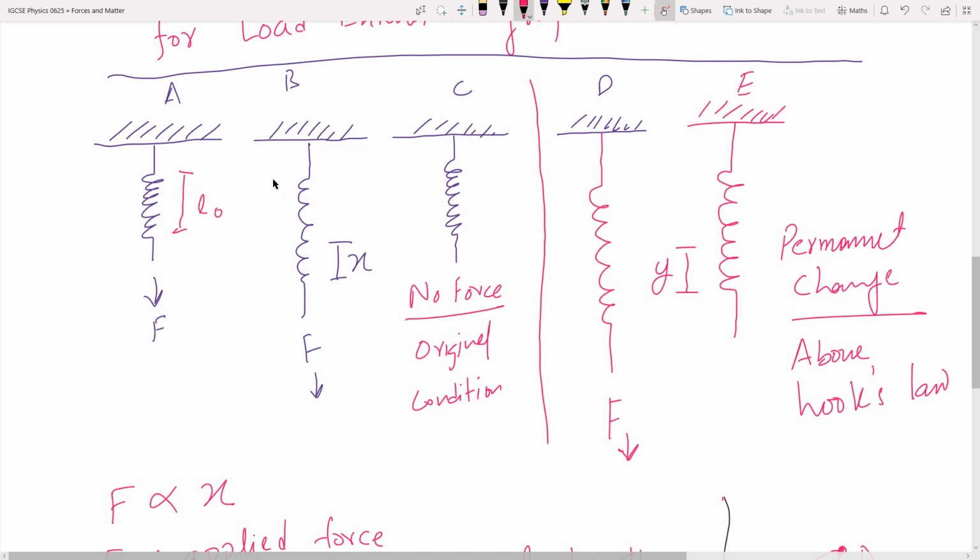So again, let me just do this. Yeah, this is L naught and the extension that was there, and it came back to L naught, right? No changes. But in this case, again, I'm just going to mark L naught, and this is extension Y, right? I'm just going to replace this Y.